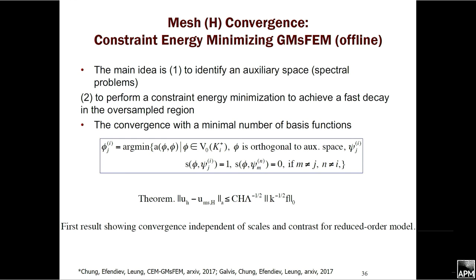Because eigenvalues go from small to high, and usually the small ones are very small. They're like the inverse of the contrast. So if I don't include them, this convergence rate is meaningless, right? Because I need to make this lambda to the minus 1/2 of order 1. This is why we need to have enough degrees of freedom.